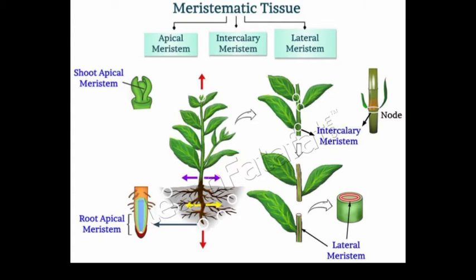So what is simple permanent tissue? These are made up of the same type of cells, and they are similar in structure and function. Okay, they include two types of tissue: protective tissue and supporting tissue. Protective tissues are those tissues which are primarily protective in function. They consist of epidermis and cork.